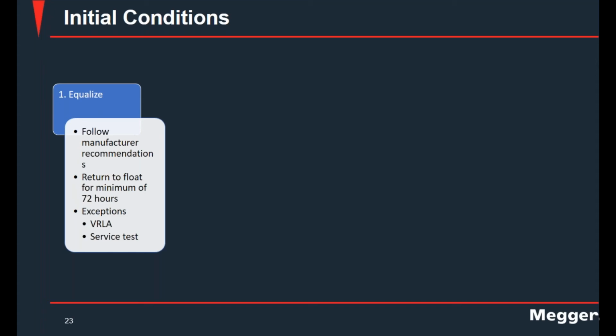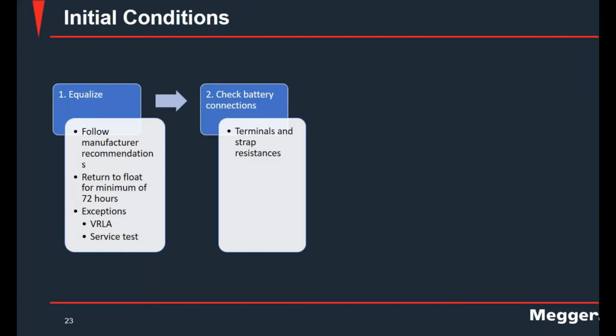The next step is to check the battery connections. You're going to be demanding current from the battery, and you want the circuit to be in very good condition. You want the straps to have very low resistance. You don't want any loose terminal, or any contamination in the terminals that is going to create a hotspot due to current circulation, probably generating more damage to the battery.